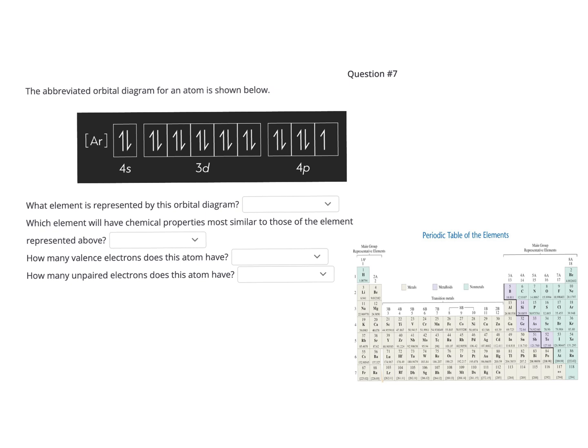While we were figuring out electron configuration, we can use that configuration to place us on the periodic table, but then also get an idea about the properties of that element and then the properties within similar elements within the periodic table. And so we're going to start off with this electron configuration. We've got argon 4s2 3d10 and then 4p5. And so the first question is, what element is represented by this orbital diagram?